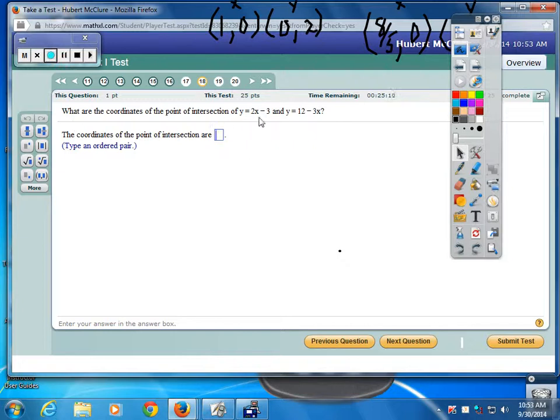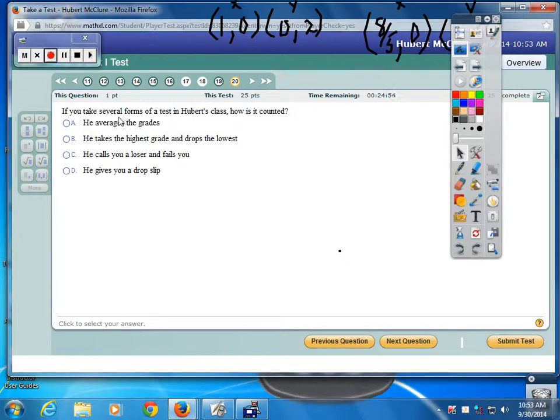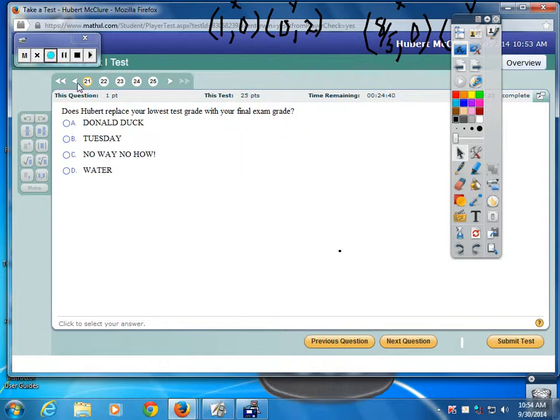What are the coordinates at the point of intersection? I've already done that, we've already done one of those. When does the homework terminate? It should be midnight before the test starts, but I gave y'all a couple extra days. If you take several forms of a test in Hubert's class, how is it counted? B. Does Hubert replace your lowest test grade with your final exam? No way, no how.